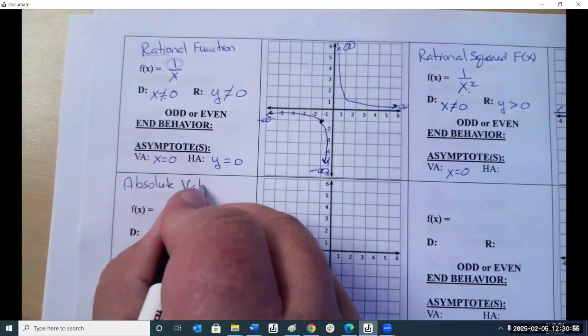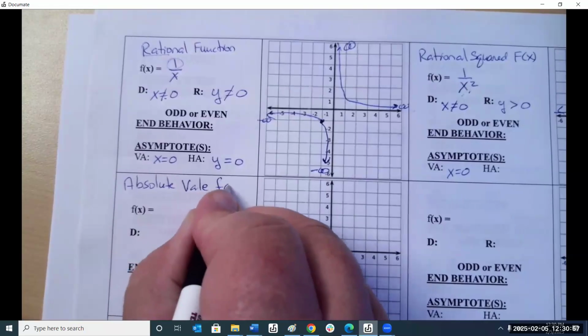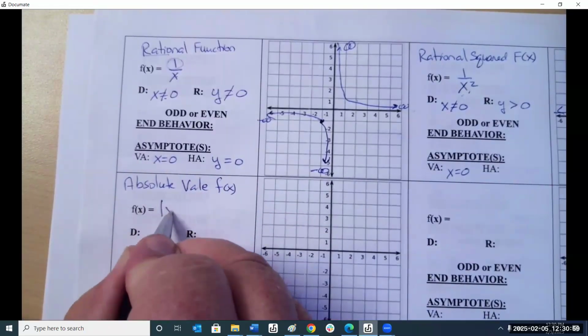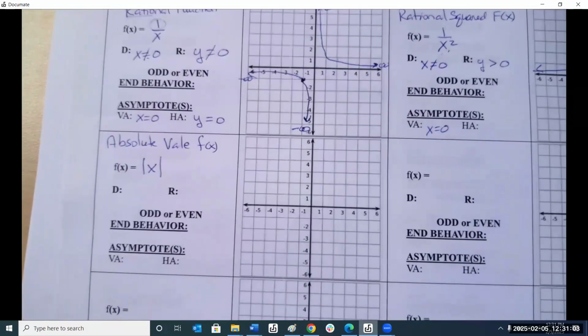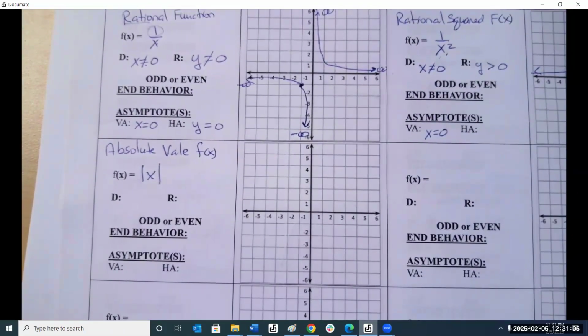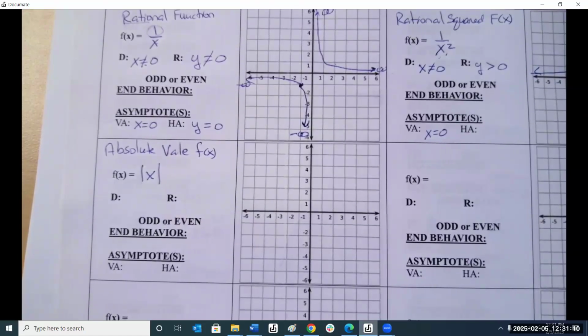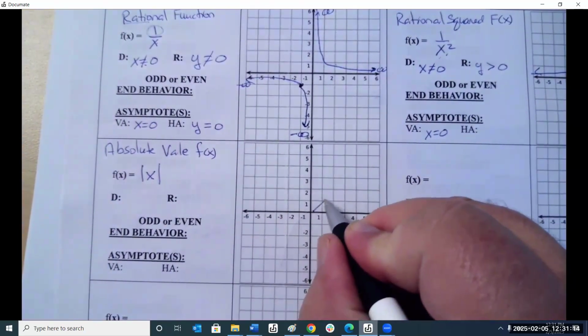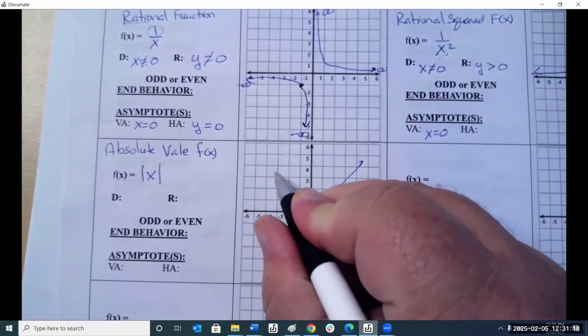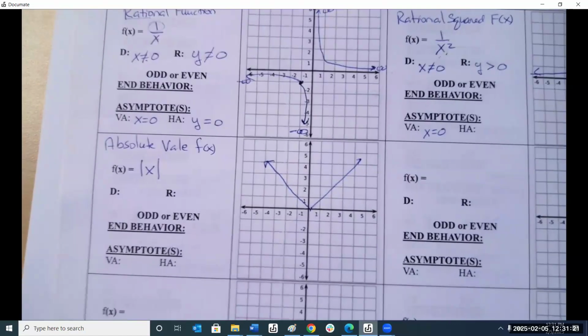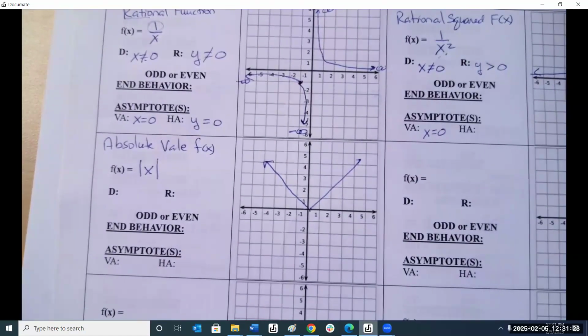Absolute value function. We just talked about that one. What does the graph look like? That's a V, yes. That was the same graph you had for the previous one, there, it's a V. Same reason.